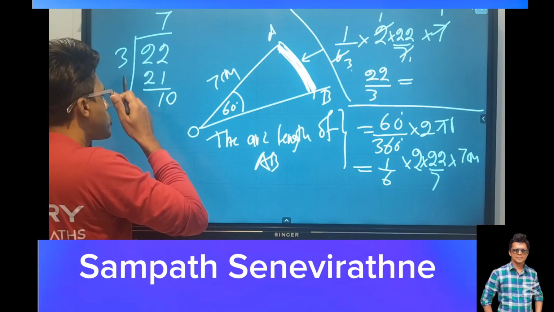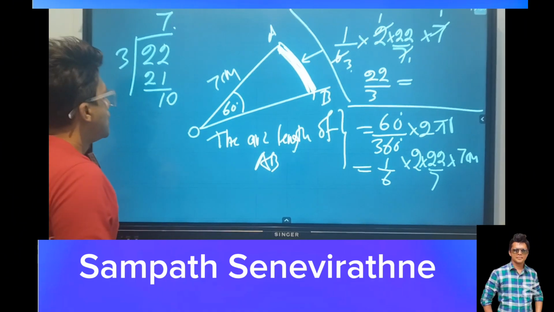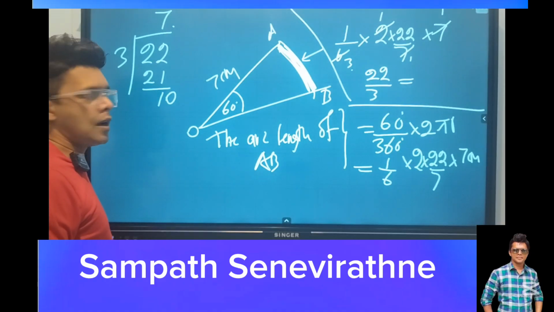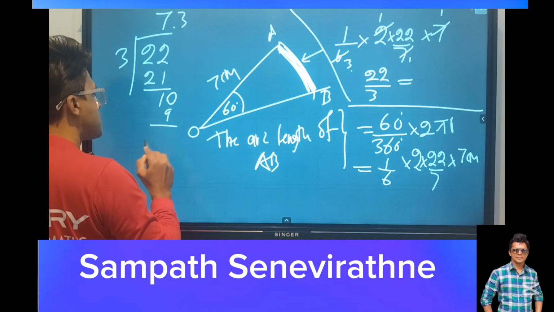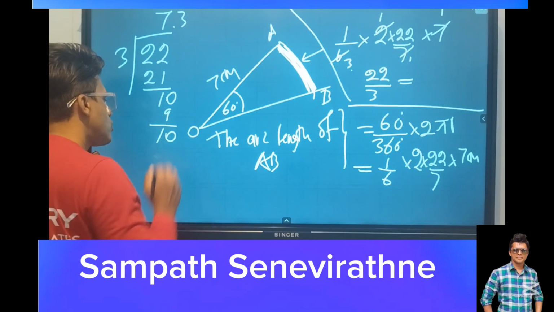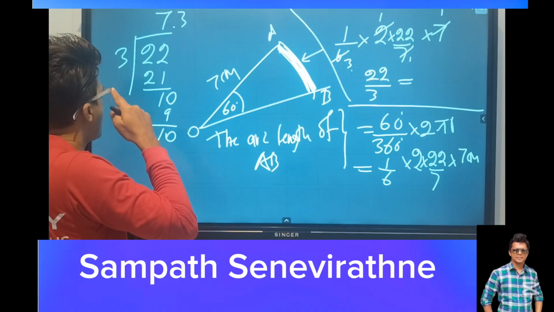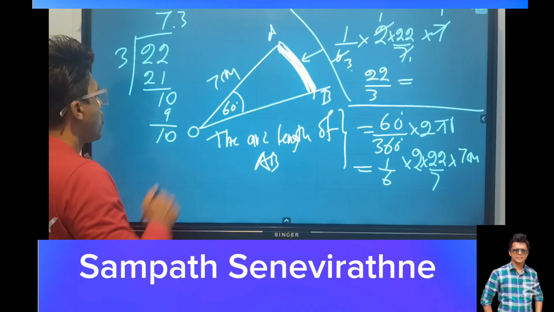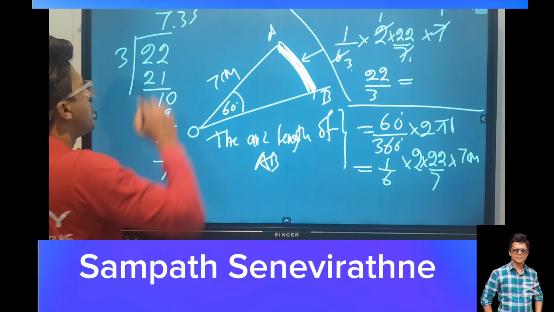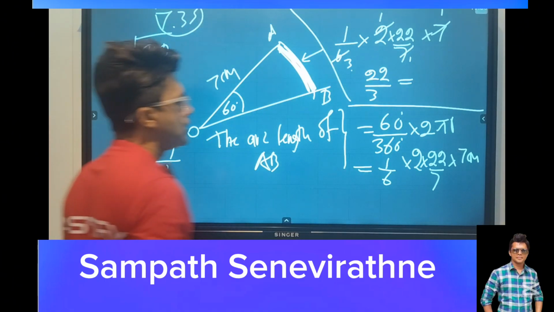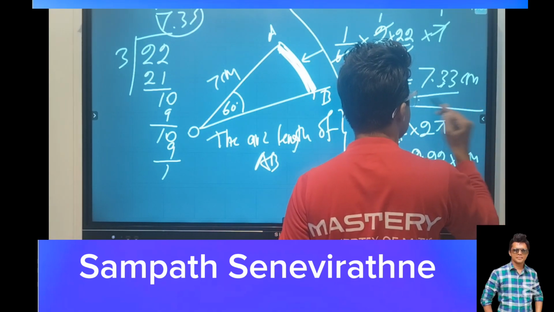Here you need to put 0, and write the decimal point, and then 10 over 3 is 3. 3 times 3 is 9. 10 minus 9 is 1. Then again you should find multiples of 10. 10 upon 3 is 3. 3 times 3 is 9. 10 minus 9 again 1. But anyway, as the answer we get 7.33. To 2 places of decimals we get the answer.